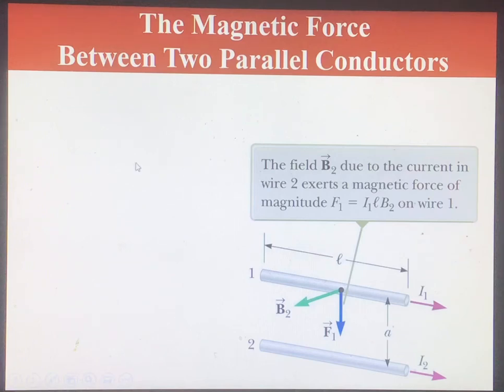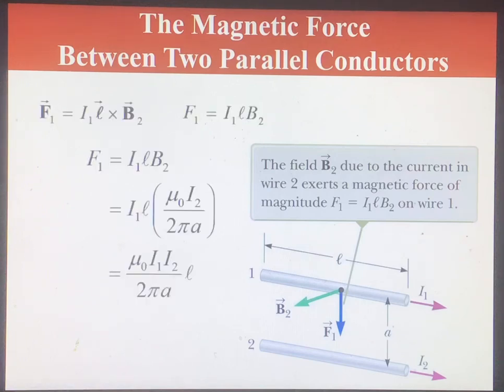All right. So now, in this example, we want to look at the magnetic force between two parallel conductors. This is a picture right here. Suppose that we have two conductors. This is my first conductor right here. It carries a current I1, and this is my second conductor. It carries a current I2, and the distance between the two is A, and each of these has a length L. Again, we're going to assume that these are very, very long conductors.